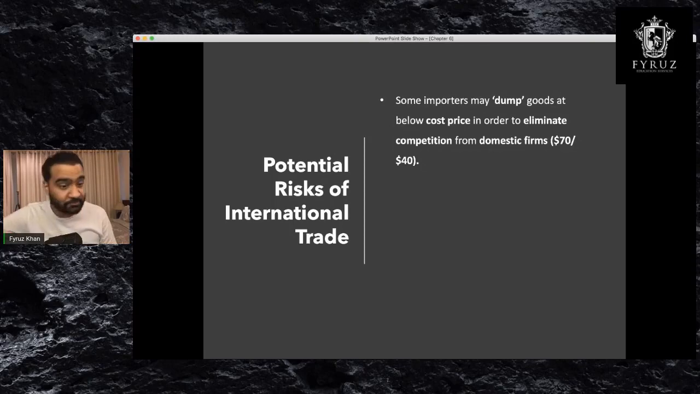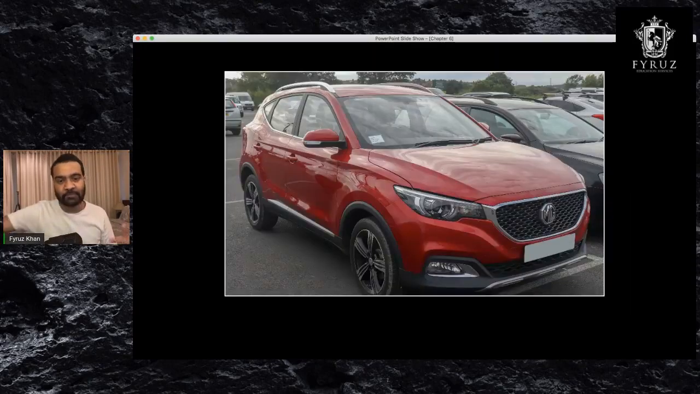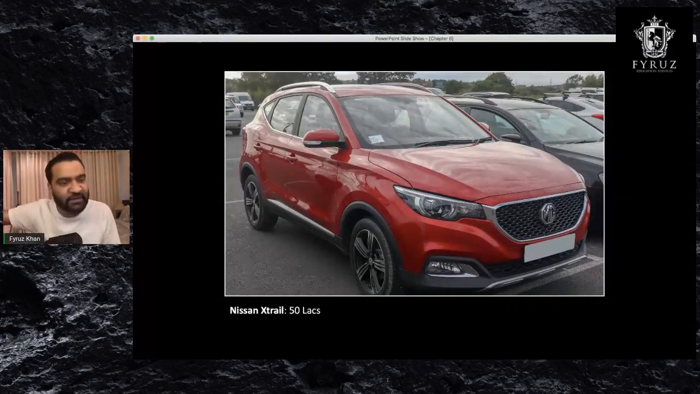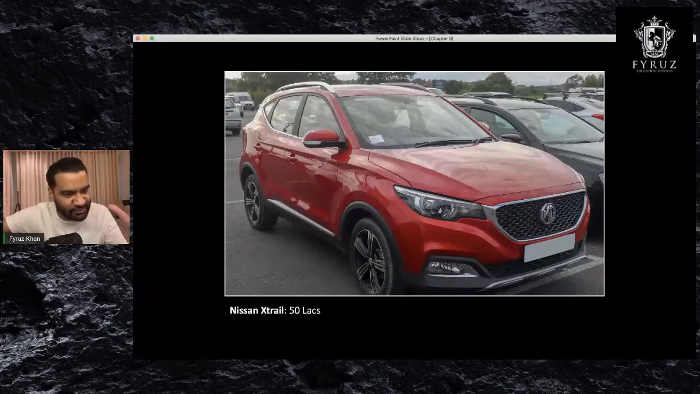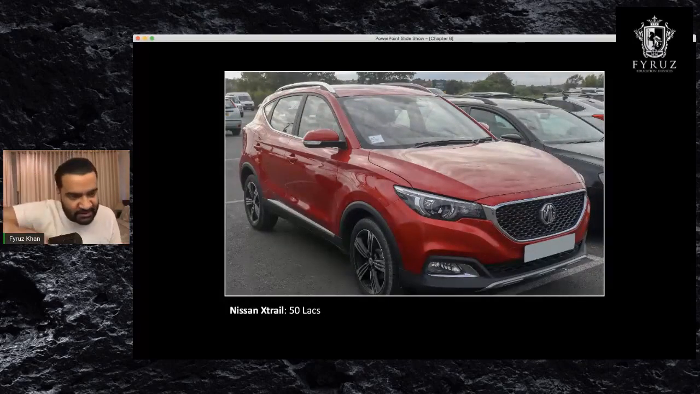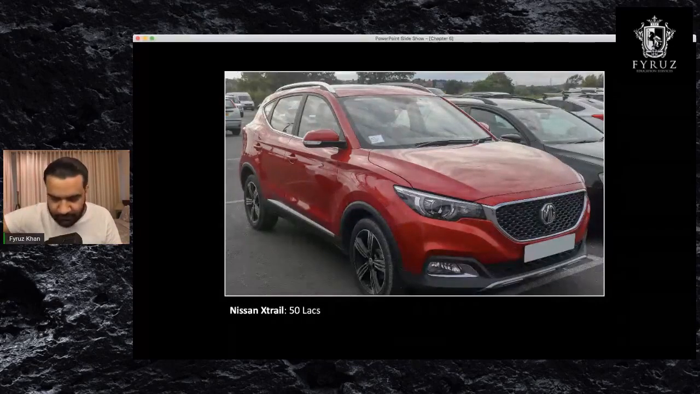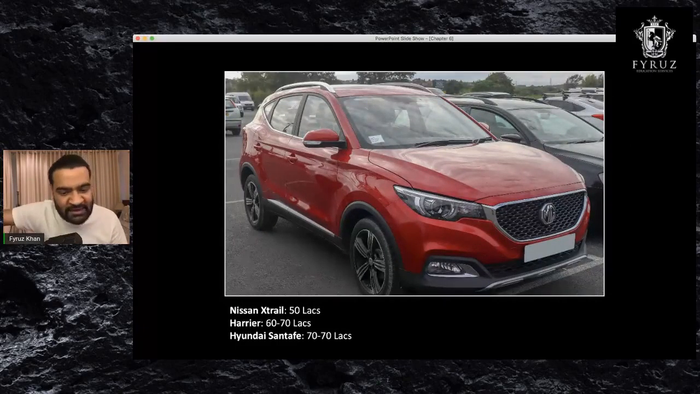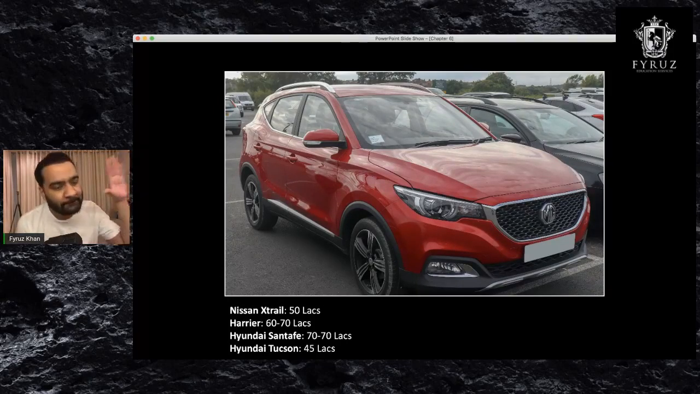Okay. Some importers may dump goods. For example, look at this car, a beautiful car. So, let's talk about other brands. Let's not talk about this first. So, if you buy a Nissan X-Trail, it costs you 50 lakhs. So, this is an SUV kind of vehicle, okay? A mid-size SUV. Now, if you talk about other SUV like Nissan X-Trail, it costs above 50 lakhs, 53, 54. Talk about Toyota Harrier, it costs about 60 to 70 lakhs, right? Then you have Hyundai Santa Fe, which costs around 70 to 75, 60 to 70 lakhs actually. This is a mistake. And then Hyundai Tucson, it costs around 45 lakhs. Now, if you talk about mid-size SUV, these are the good possible options.